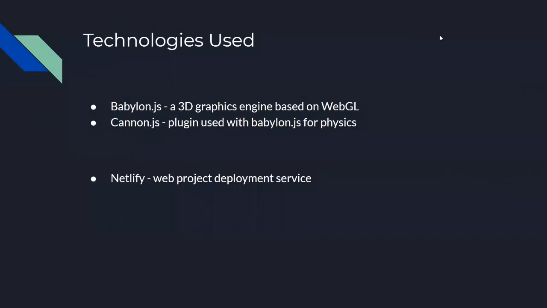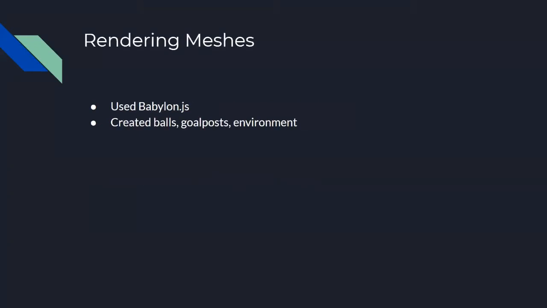For our project, we use Babylon.js, which is a 3D graphics engine based on WebGL, and that's a JavaScript web rendering library. We use it to handle the graphics so that we can avoid having to create our own graphics rendering program, which isn't our original objective. The Cannon.js plugin was used alongside Babylon.js in order to implement physics logic in our project. We also used Netlify in order to deploy our project onto the web.